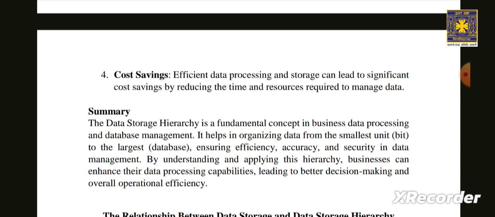So if we summarize the concept of data storage hierarchy, we can say it is a fundamental concept in business data processing and database management. It helps in organizing data from the smallest unit, the bit, to the largest, the database, ensuring efficiency, accuracy and security in data management. By understanding and applying this hierarchy, businesses can enhance their data processing capabilities, leading to better decision making and overall operational efficiency.